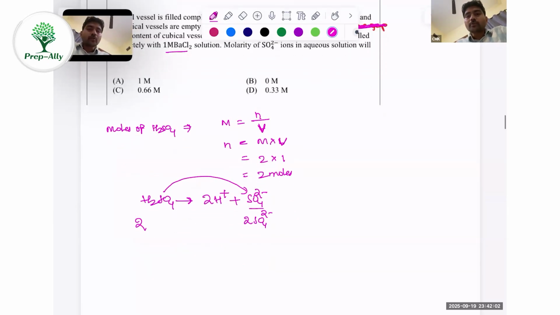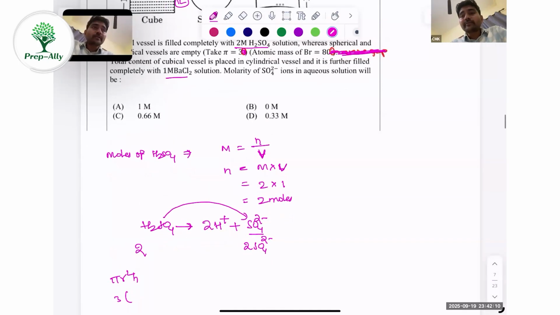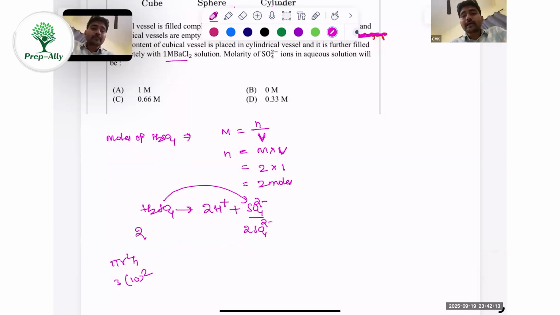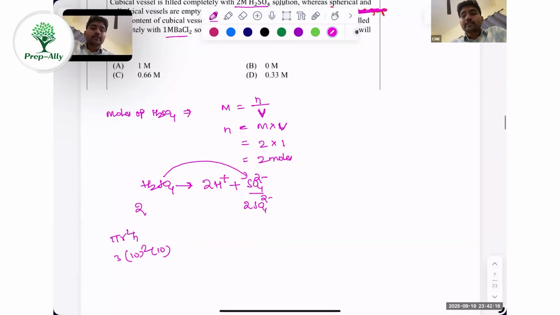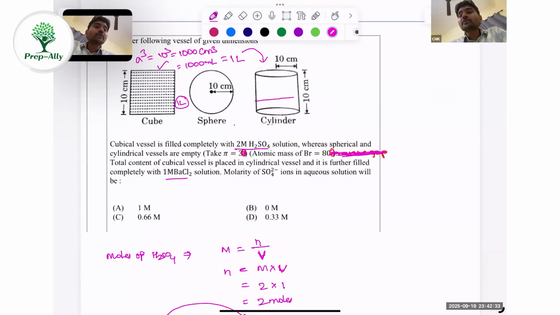Now the volume of the cylinder is pi r square h. So 3 into the R value, given, not the D value. I can substitute directly 10 square, height also 10. So 3 into 100, which is 3000 centimeter cube, means 3 liters. So the volume of the cylinder is 3 liters. The 1 liter we have fills only about 1/3 of it, since the total capacity of this container is 3 liters.